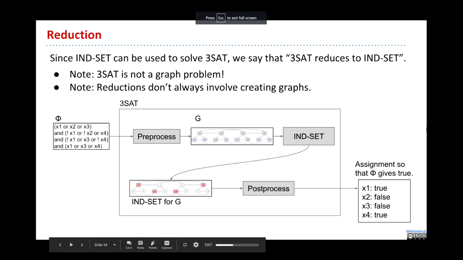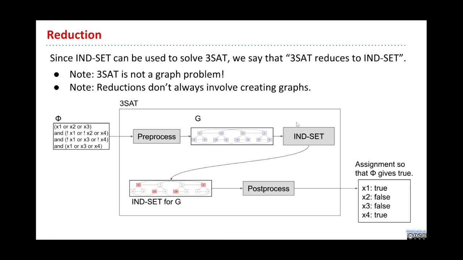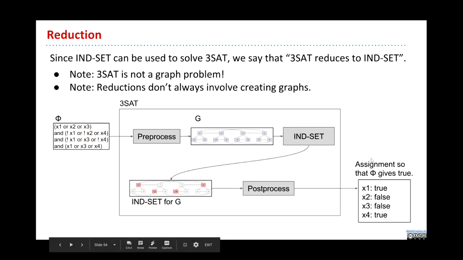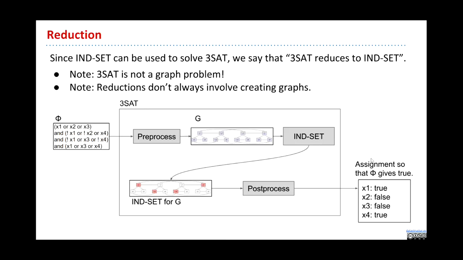All right, thank you. So if I wanted to solve a 3-SAT problem, I can pre-process it into a graph, run it through an independent set solver. Unfortunately, that's exponential time, but whatever. Get me back an independent set, post-process it. There you go. So reductions are a really, really powerful idea.